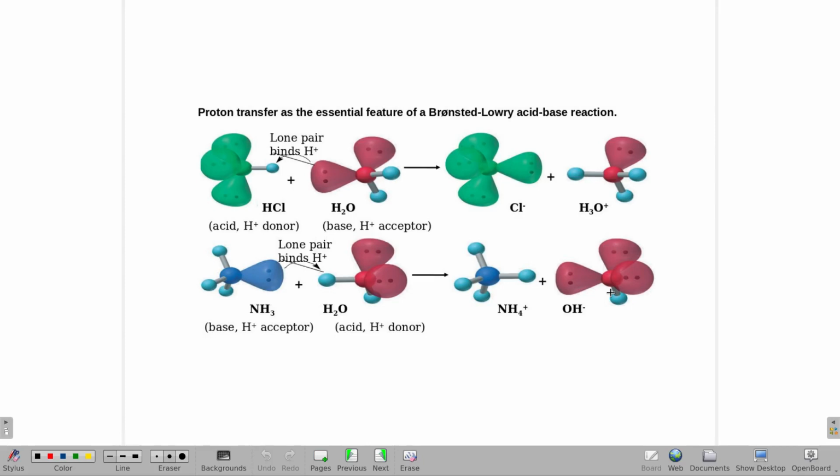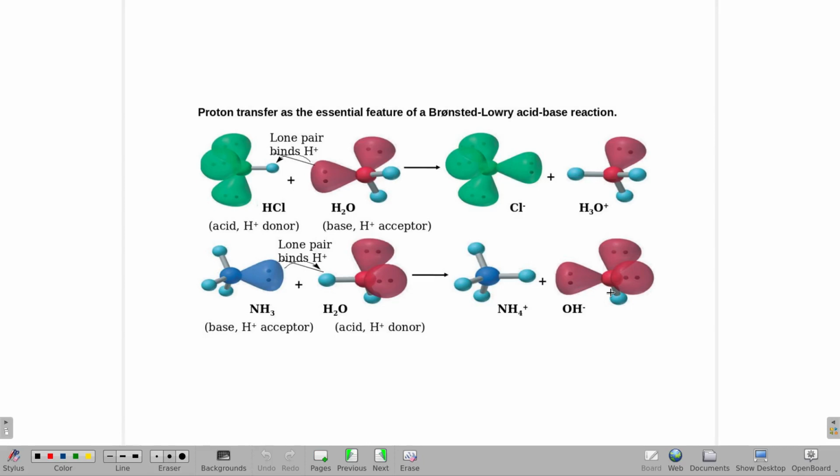Backing up a bit to a definition of an acid. In the early days of adding acids, we talked about how they produced H's and bases were ones that produce OH's. Well, for the sake of our weak acids and weak bases, we're going to talk about the transfer of just protons. We're going to use the Bronsted-Lowry definition of an acid. So Bronsted-Lowry definition basically says an acid is a proton donor and a base is a proton acceptor.